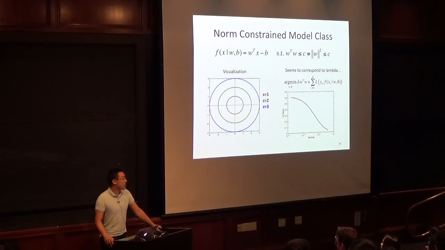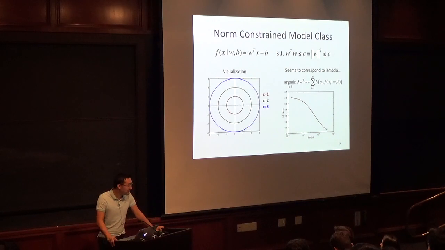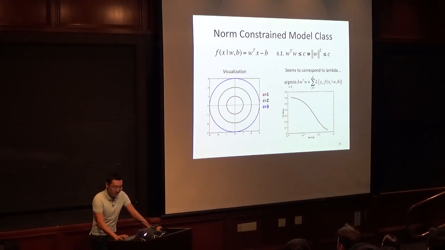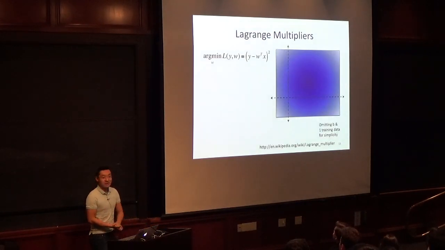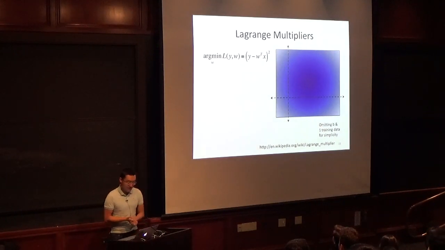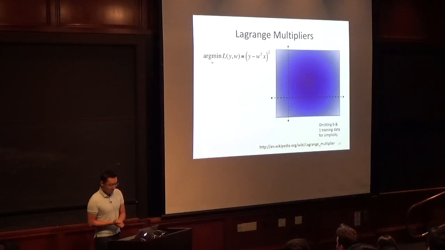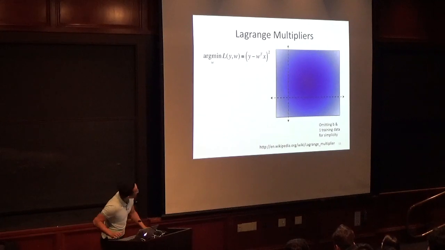Can anyone tell me how you can formally establish this connection if you've taken multivariable calculus? Don't be shy. Yes? It's the Lagrangian. Correct, Lagrangian. Or let's start with Lagrange multipliers, then I'll get to the Lagrangian. Let's talk about Lagrange multipliers.